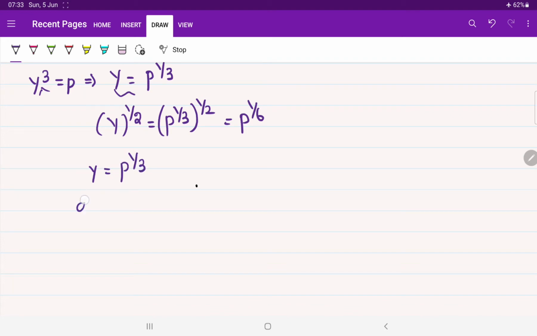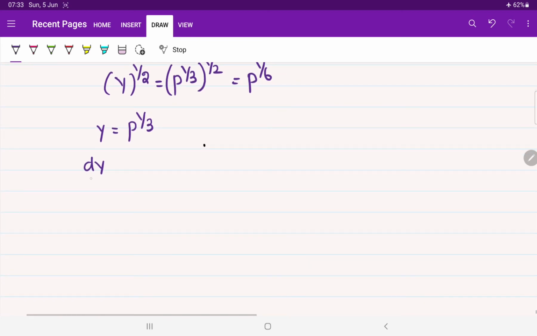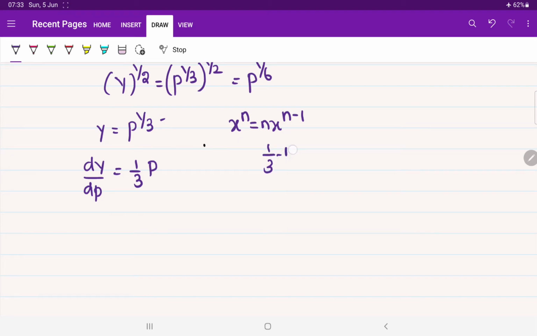Now tell me, what is the value of dy by dp? If I differentiate this function with respect to p, what will I obtain? According to differentiation, if you differentiate a function x power n, that will give you n into x power n minus 1. So here in place of n we have 1 by 3. This becomes 1 by 3 p power 1 by 3 minus 1. If I take the cross product, 1 by 3 minus 1 becomes 1 minus 3 upon 3, which is equal to minus 2 by 3. So the correct answer is p power minus 2 by 3.